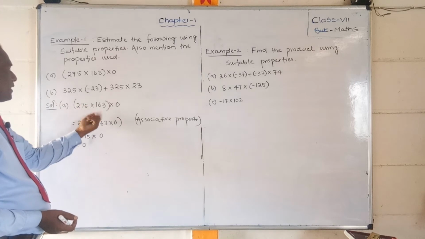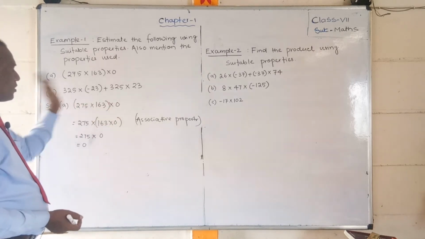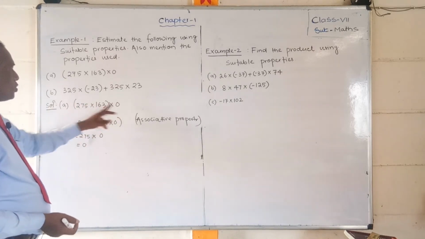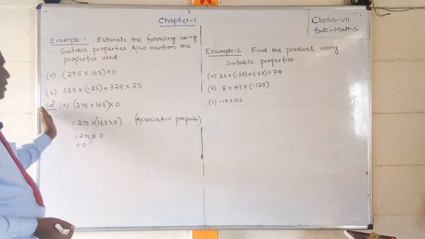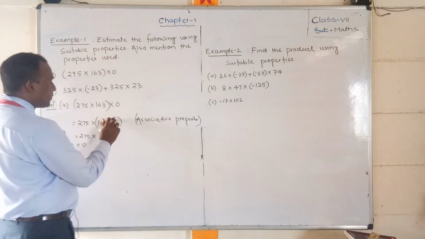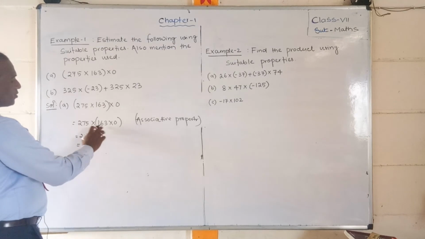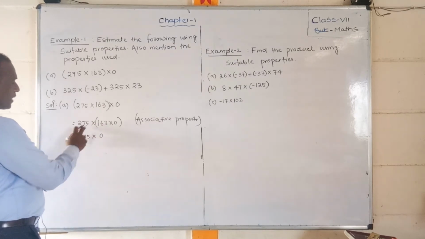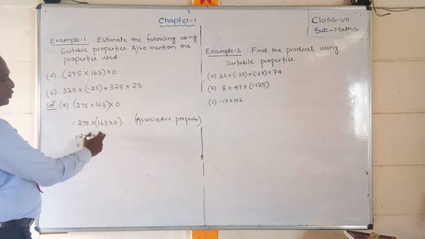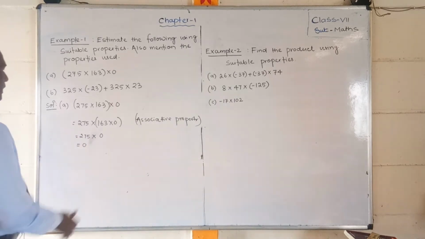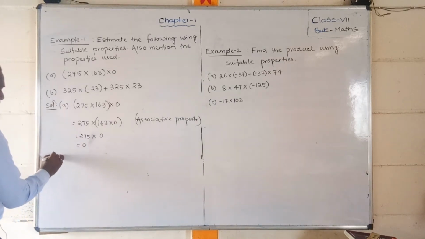Two numbers are in the bracket into 0. So on the right side also we can write these two numbers with the bracket, and this one we will take out. So by the associative property I have written this. Now that result will become 0, and 275 into 0 is equal to 0. Okay, so now we can solve the second question.